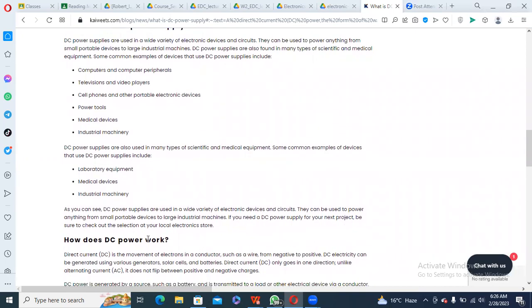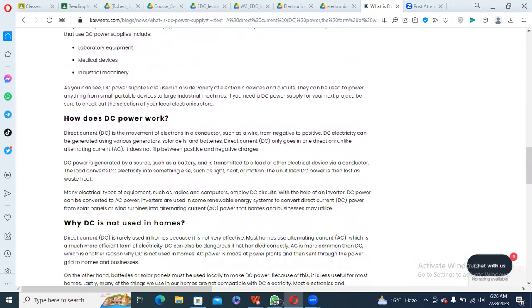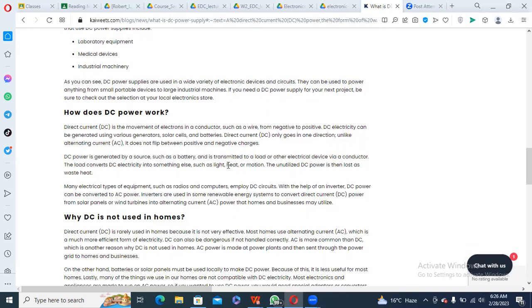How does DC power work? Direct current is the movement of electrons in a conductor such as a wire from negative to positive. Electricity can be generated using various generators, solar cells, and batteries. Direct current only goes in one direction, unlike alternating current. It does not flip between positive and negative charges.